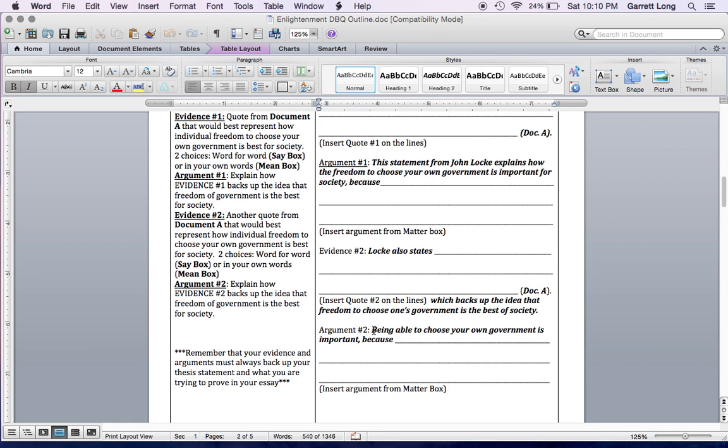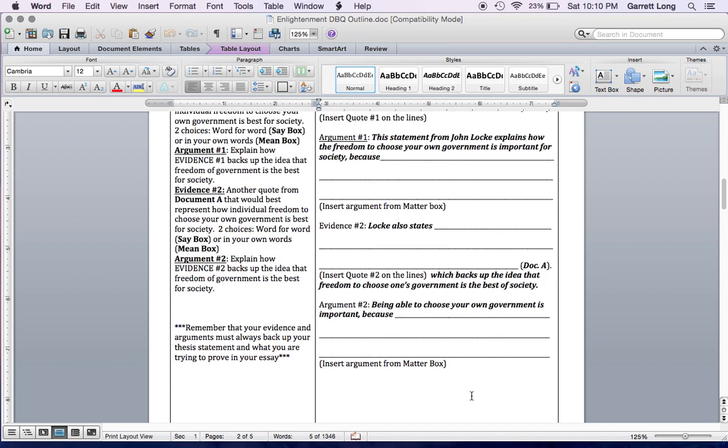Finally, this is our last part of body paragraph number one, and it's our second argument. And it reads as follows. Being able to choose your own government is important because, once again, guys, you got to give your argument, you got to give your explanation, and that is coming from the matter box for document A on John Locke.